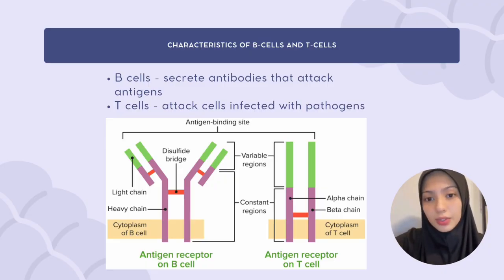Now we look at the characteristics of B cells and T cells. A B cell's receptor consists of two identical heavy chains and two identical light chains, linked by several disulfide bridges, while a T cell receptor consists of one alpha chain and one beta chain linked by a disulfide bridge. How do these two kinds of lymphocytes carry out the immune response? B cells secrete antibodies that attack antigens, while T cells attack cells infected with pathogens.